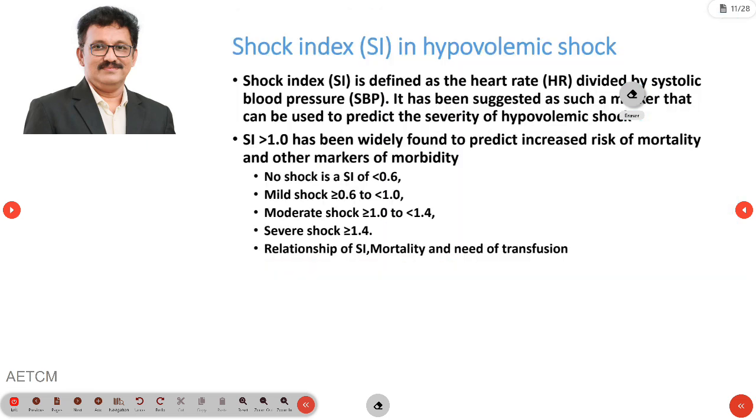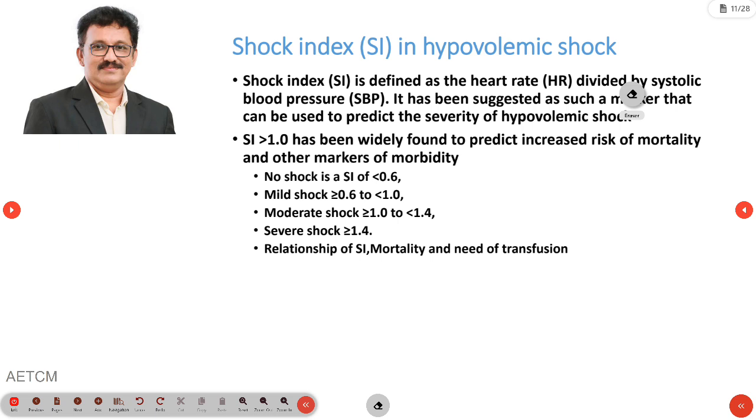Now, shock index is defined as heart rate divided by systolic blood pressure. It has been suggested as a marker that can be used to predict the severity of hypovolemic shock. If shock index is more than 1, it can predict the risk of mortality and other markers of morbidity.